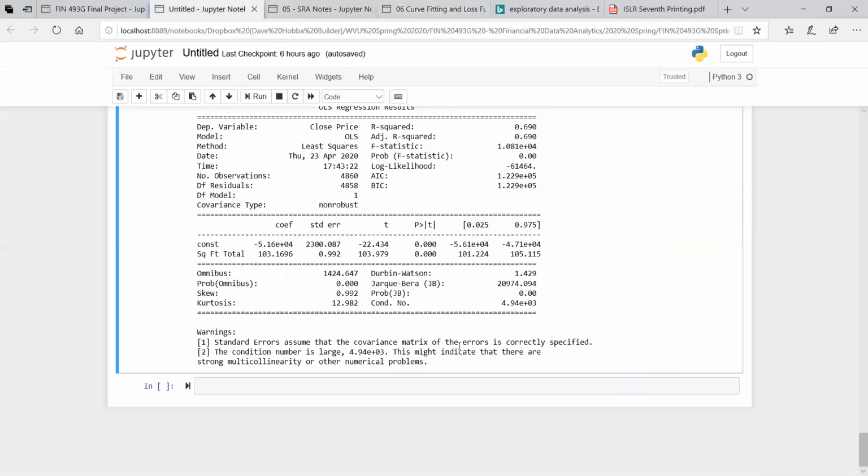So in the next video, we'll continue with regression analysis, and we'll talk about forward selection, backward selection, and mixed, which comes from the book.